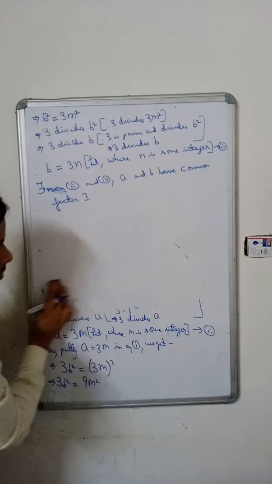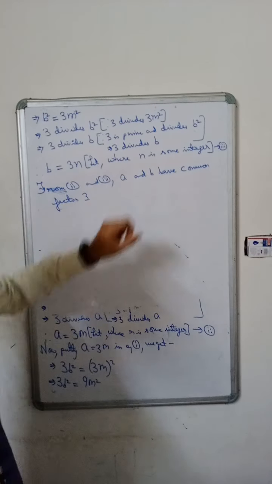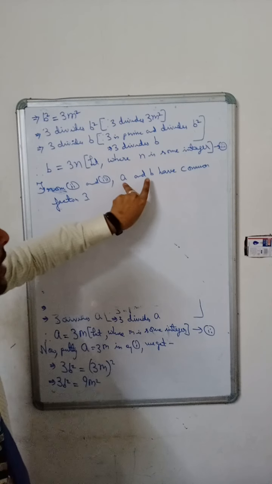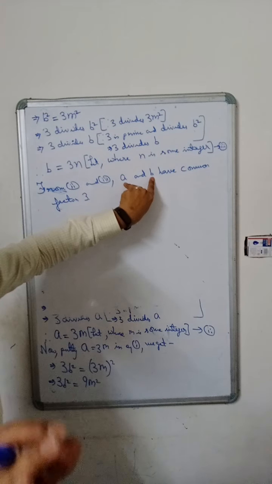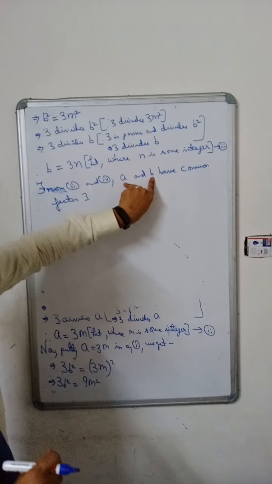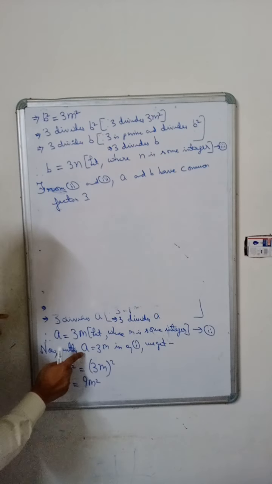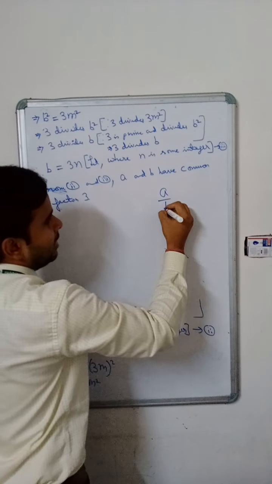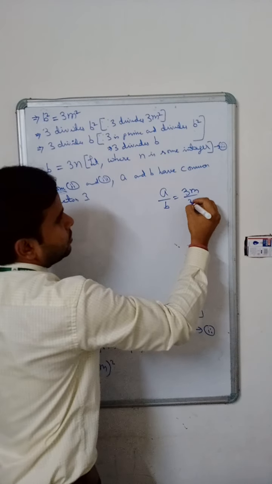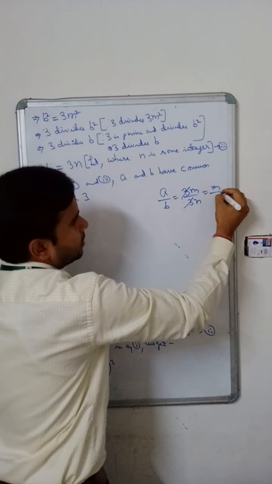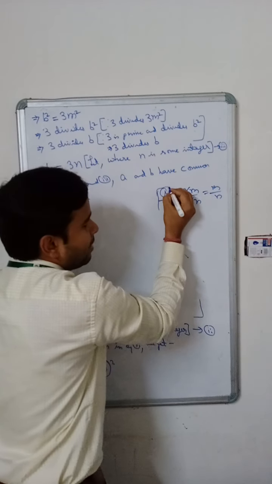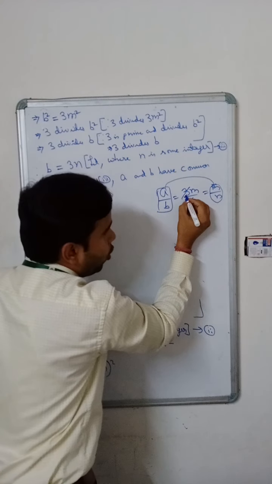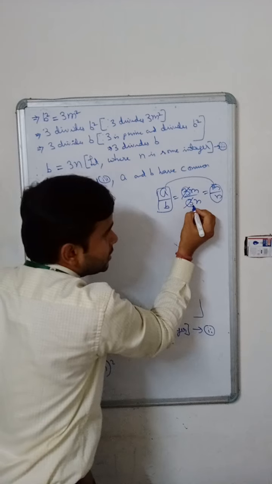But we find that this line contradicts the assumed fact. What was our assumed fact? Our assumed fact was that a and b have no common factor other than 1. But what is the common factor we are finding? That a is equal to 3 into m, b is equal to 3 into n. So we are finding that a by b is 3m by 3n. So what is the common factor? 3. So a by b is not in its simplest form. Its simplest form is m by n. And 3 is the common factor.